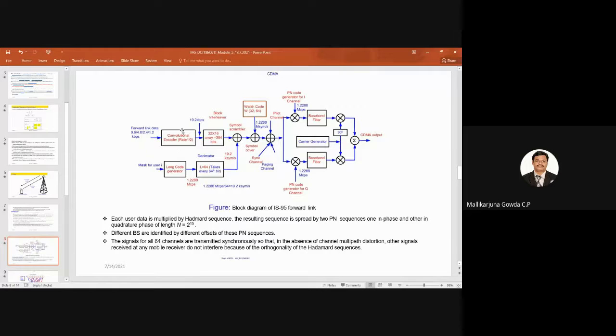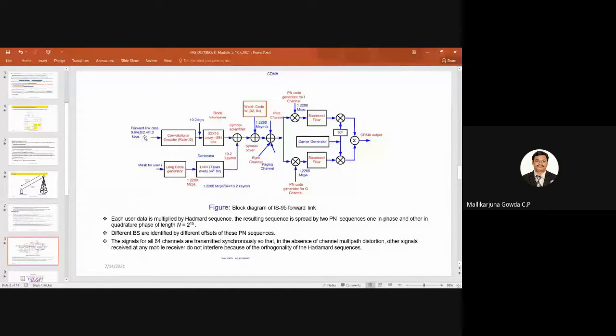But the output of this convolutional encoder is maintained at 19.2 kbps. Here I said the coding rate is 1/2 and the constraint length of the convolutional encoder is 9. For 9.6 kbps that is fine. For the lower data rates of 4.8, 2.4 or 1.2 kbps, the data rate is multiplied by this coding rate to get the output of this convolutional encoder as 19.2 kbps.